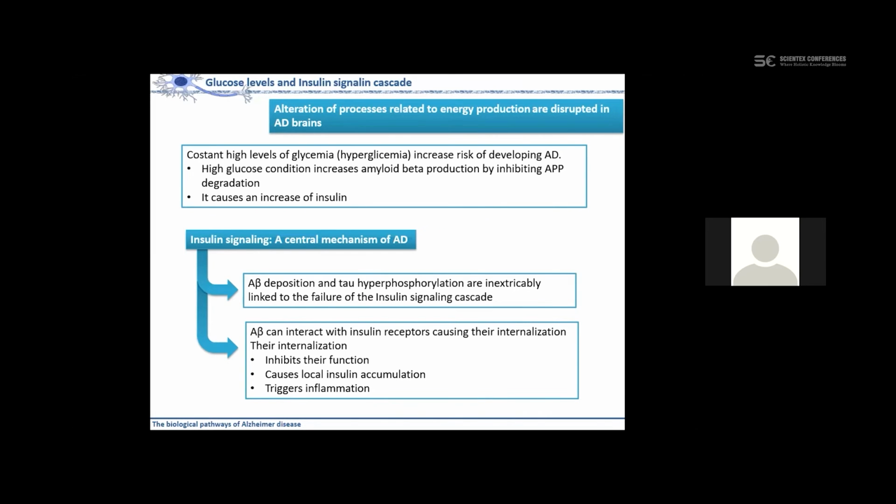It was evidenced that the beta amyloid can interact with the insulin receptor, causing their internalization and thus inhibiting their function. This in turn causes a feedback which ultimately leads to insulin accumulation in the brain microenvironment. It has been demonstrated that the insulin accumulation triggers an inflammatory response since it is able to recruit different inflammatory cytokines.